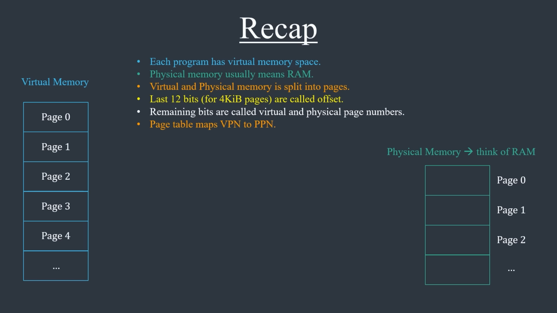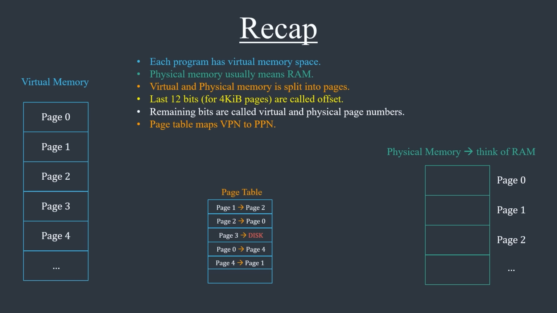The page table maps a virtual to physical page number without the offset. There is one page table per program. A page fault is an exception that the CPU generates when it tries to access a page that is not in physical memory.